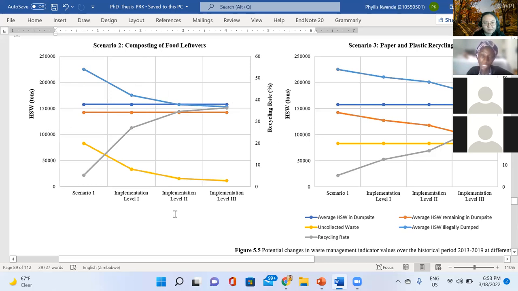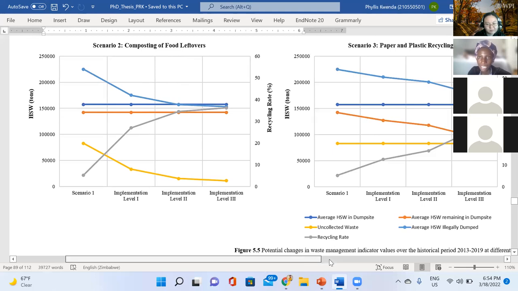So these simulations were also done in order to present to the municipality and say, okay, for example, this is scenario one. This is where you are now for the year 2019. This is where you were in terms of these variables that are listed here: the average household solid waste remaining in the dump site and the average uncollected waste recycling rate. And if over that historic period of time you had implemented level one of composting of food leftovers, which is only in high density areas, these are the changes you would have achieved in your variables over the period of 5 years. These are the changes you would have achieved if you had implemented composting of food leftovers in high density and medium density, then the same thing here.